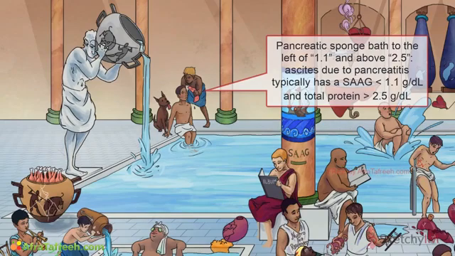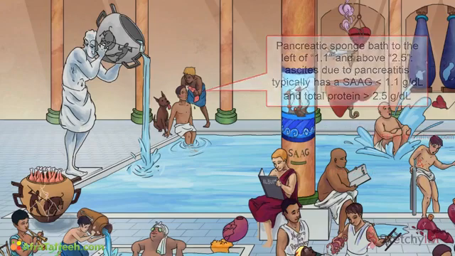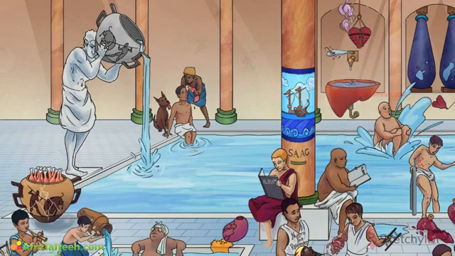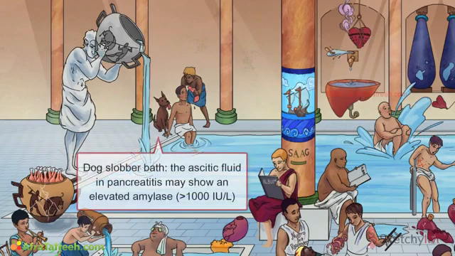The pancreatic fluid that accumulates is protein-rich, so expect an elevated ascitic fluid protein concentration greater than 2.5 grams per deciliter. Additionally, you'll find an elevated level of amylase, typically greater than 1,000 units per liter. To depict amylase, we've drawn in a slobbery, amylase-ridden dog tongue.